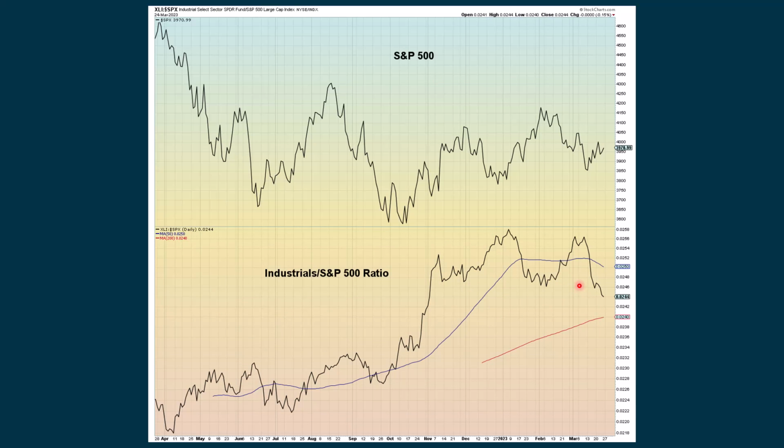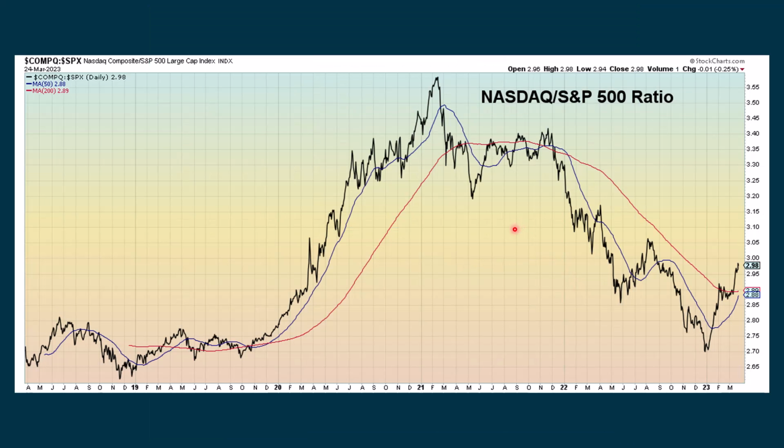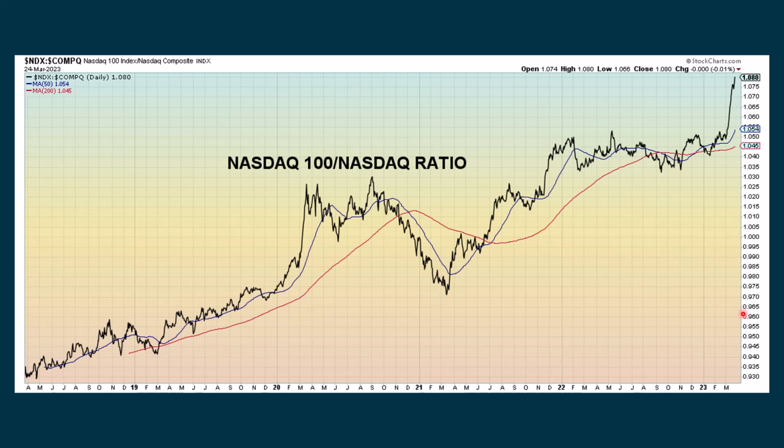Industrials also still in an overall uptrend, even though they've shown some recent weakness. The NASDAQ has been outperforming the S&P 500. It's still in an overall downtrend, but we could be getting close to a golden cross with this ratio. The NASDAQ 100 has really been outperforming the rest of the NASDAQ, and it has been in an overall uptrend. These are the 100 biggest companies in the NASDAQ. This is where we get a lot of our growth from, the idea to buy low and sell high.